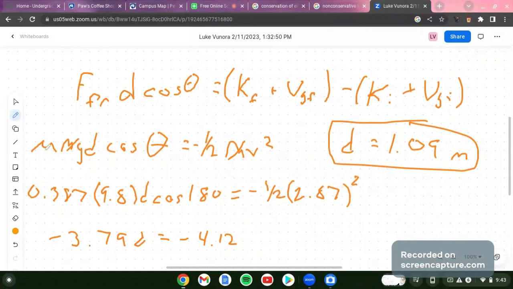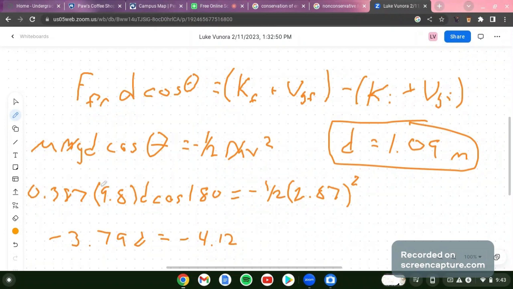What you had was the coefficient of friction times the normal force, but the normal force is equal to the weight in this equation, so you can just say mg. Then mg d cosine theta equals 1/2 mv squared, because it only has kinetic energy initially, and that's all it has.